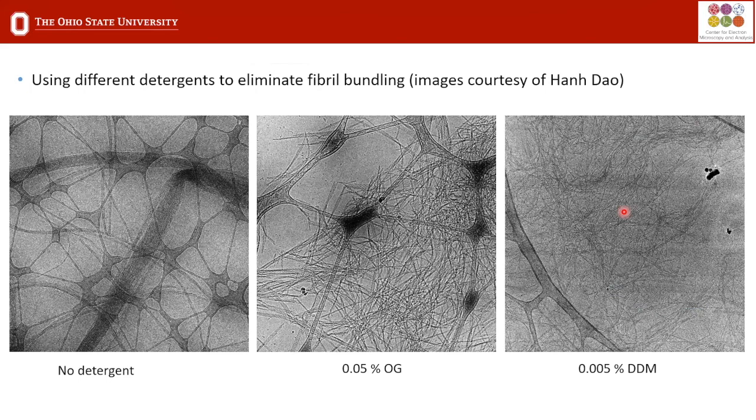Another user here was working on this fibril sample, and you could see without detergent, we have these really thick bundles of fibrils. So she tried two different detergents. One of those was OG and another was DDM. And with just tiny amounts of those, she was able to get rid of these really thick bundles and can see individual fibrils.